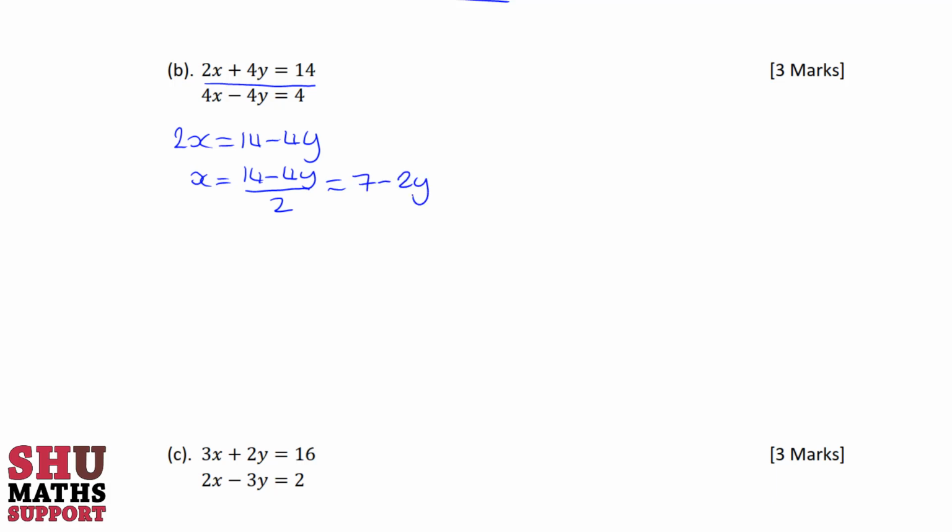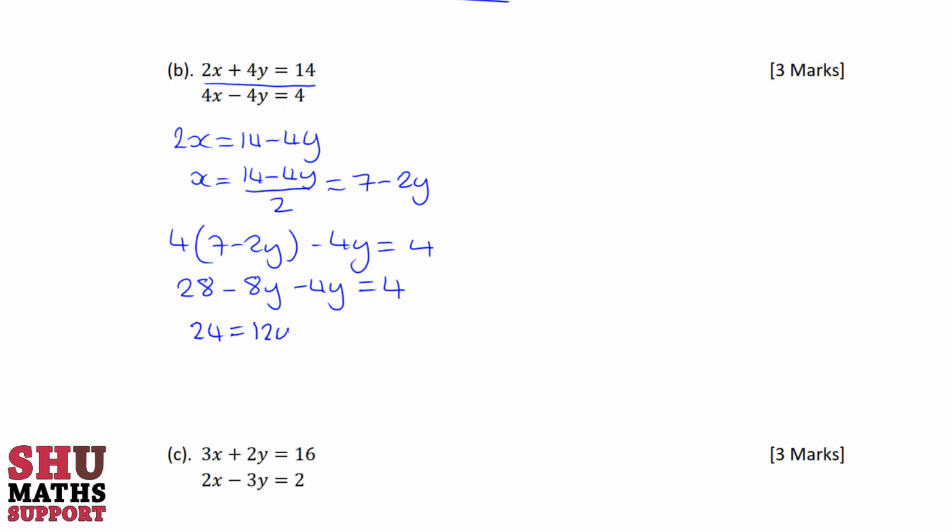And then since 14 and 4 can both be divisible by 2, this would leave us with 7 minus 2y. Now if we substitute our equation for x into the other equation, we're going to get 4 times (7 minus 2y) minus 4y is equal to 4. And then we can expand this bracket, so we have 4 times 7, which is 28, and 4 times minus 2y, which is minus 8y. Minus 4y is equal to 4. And then if we simplify this and do it in terms of y, I'm going to move the y's to the other side so that we have 24 is equal to 12y. And then this implies that y is equal to 24 over 12, which is equal to 2.